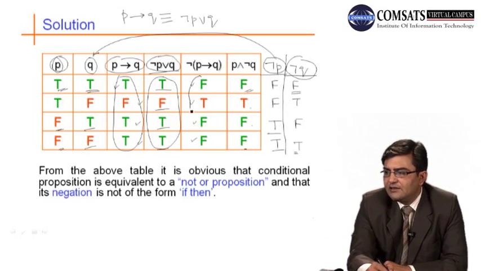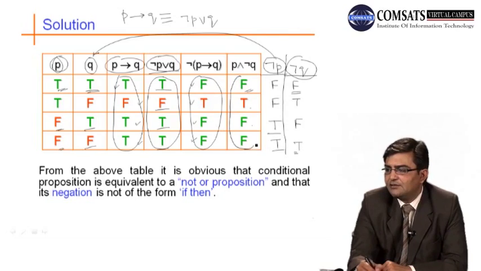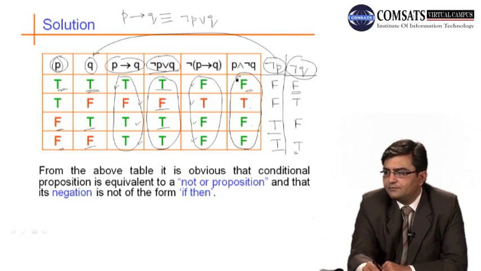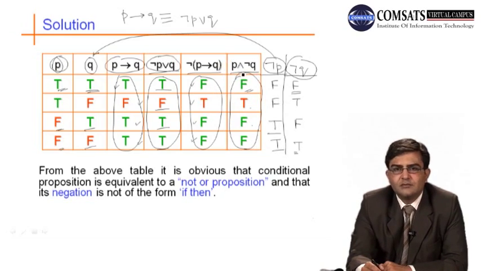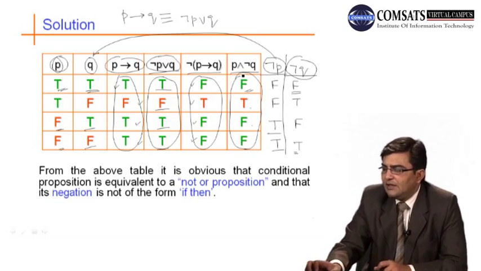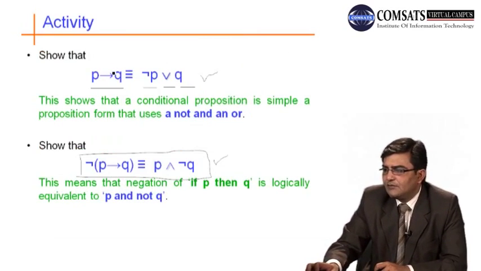Now we can see that the truth values in this column are exactly the same as the truth values in this column. So these two compound propositions, this and this, have exactly the same truth values. So these two compound propositions are logically equivalent.